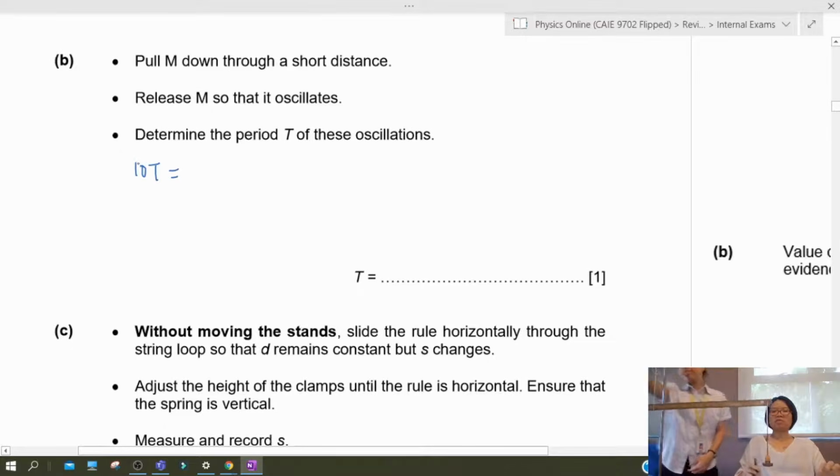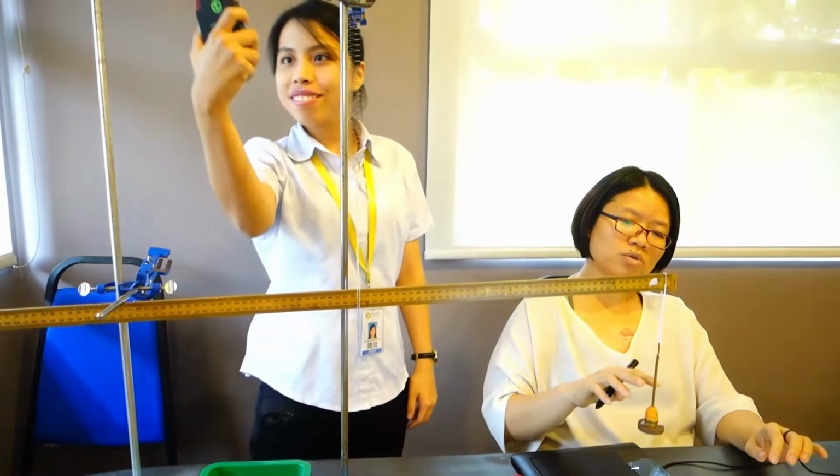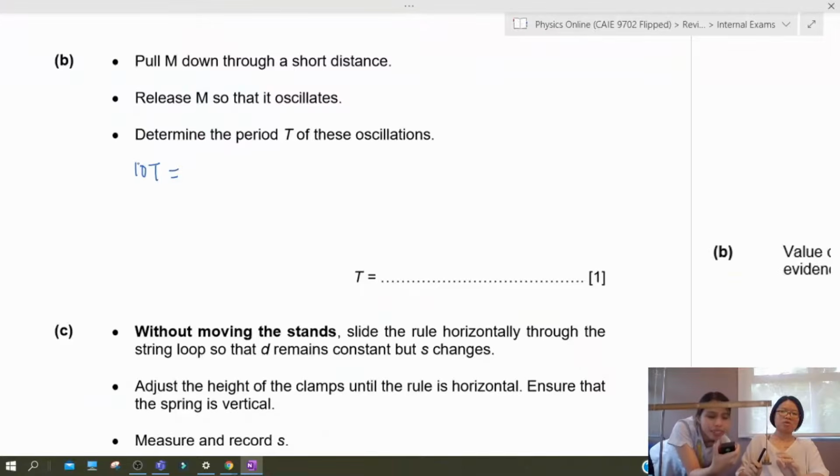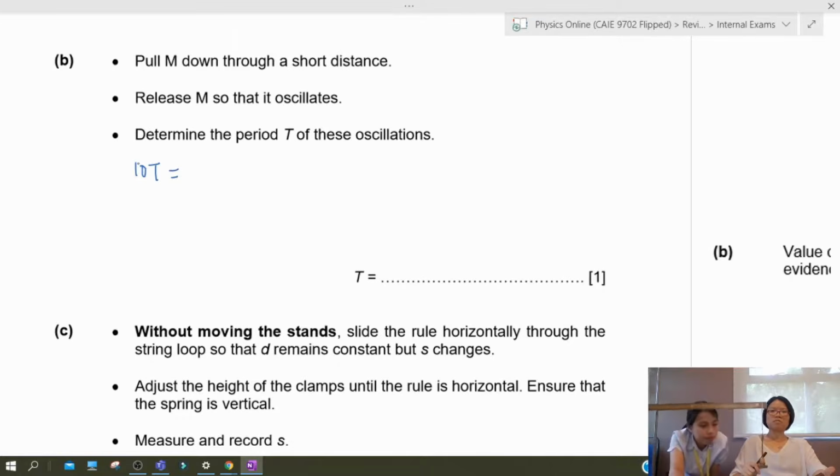Stopwatch. So Miss, how? You just click. But normally we need to observe the oscillation so that we have a rough sense of where it stops. Then we start the stopwatch. Okay, we slowly measure 10 times. So about 13... T1, 13.63 seconds. Can.